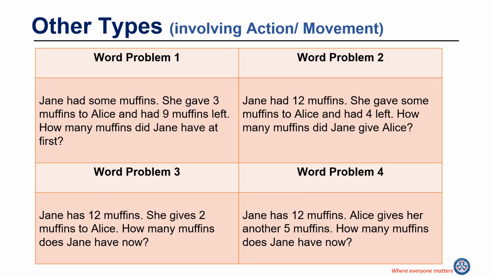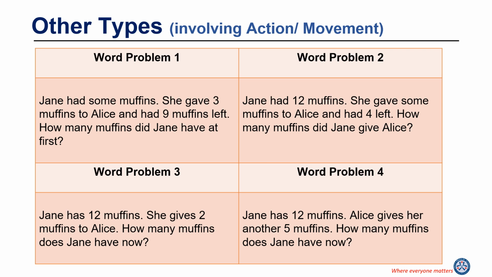Now, we will move on to the other types of word problems involving the part-whole model. Let's take a look at these 4 word problems. Word problem 1. Jane had some muffins. She gave 3 muffins to Alice and had 9 muffins left. How many muffins did Jane have at first? Word problem 2. Jane had 12 muffins. She gave some muffins to Alice and had 4 left. How many muffins did Jane give Alice?